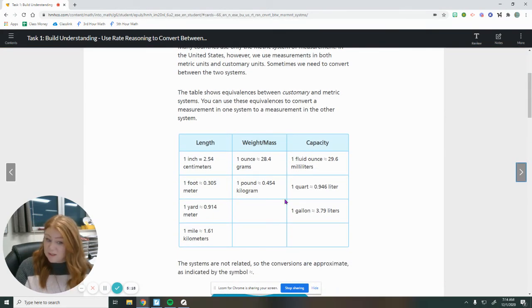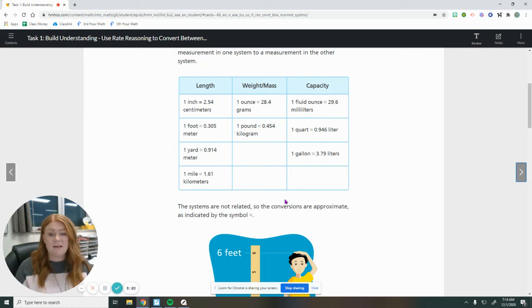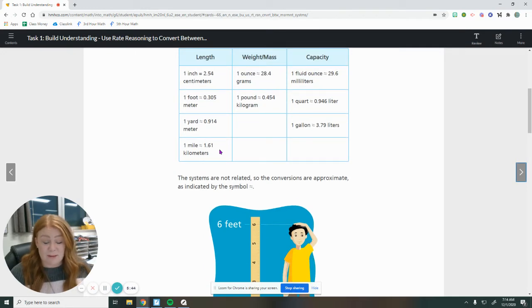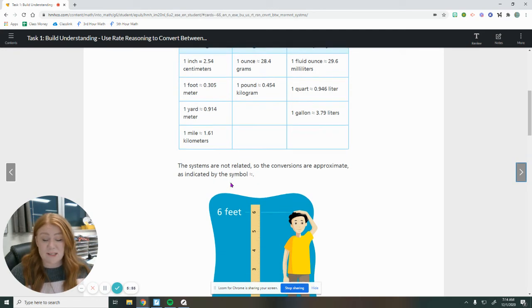So here's the chart we're going to be using. And now these are not perfect. I can see here that an inch is exactly 2.54 centimeters, but the rest of these have that squiggly equal sign. So that means they're approximate. They're really close, but it's just not perfect. And so it's just as close as we can get here without making our math super complicated. So these have probably been rounded, because this probably keeps on going, so they just rounded it to a nice number for us to use.